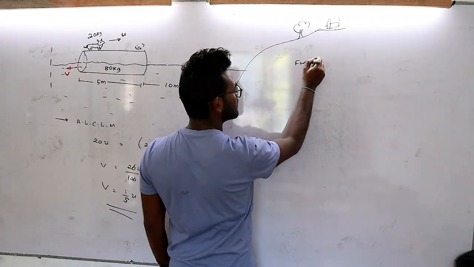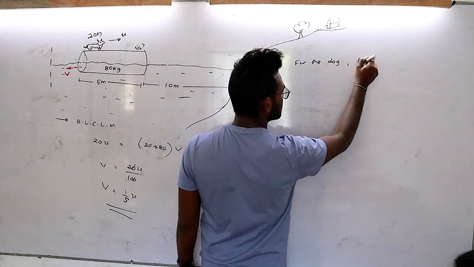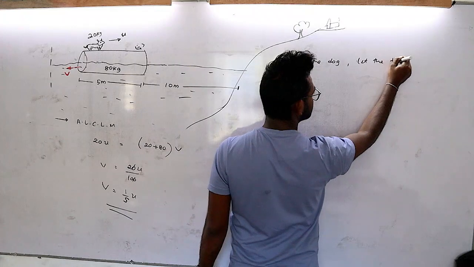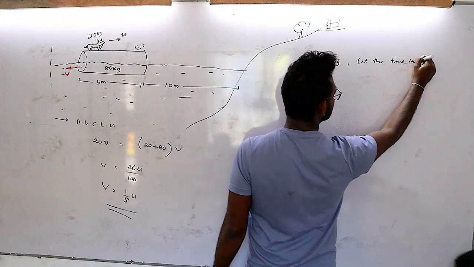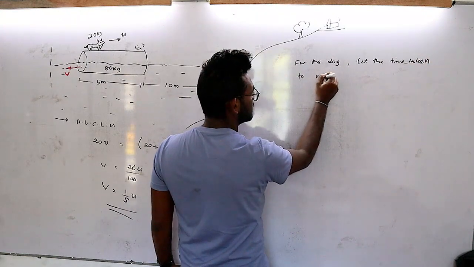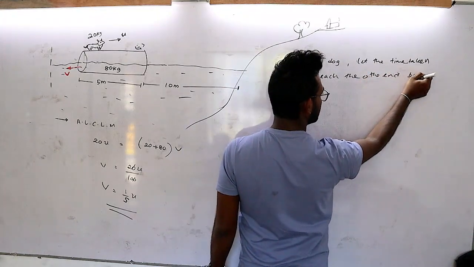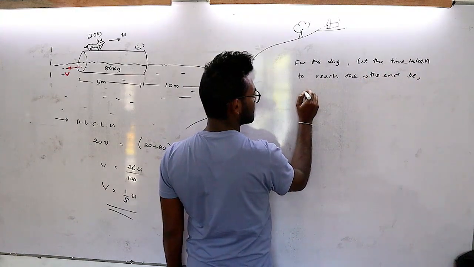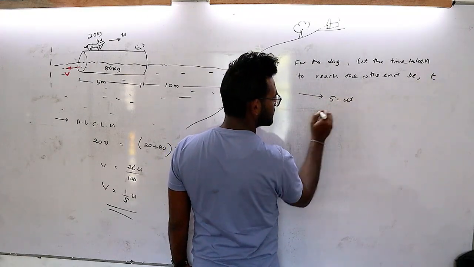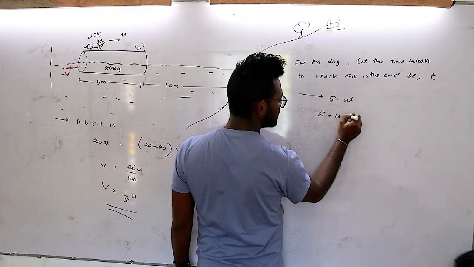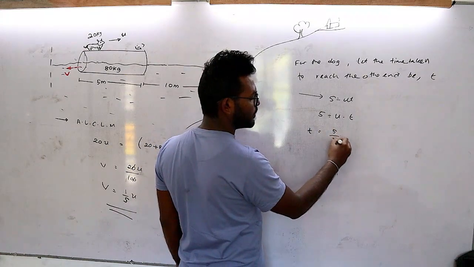So for the dog, let the time taken to reach the other end be T. So I can put for the dog s equals ut. So 5 is equal to u times t. Okay, so t is equal to 5 over u.